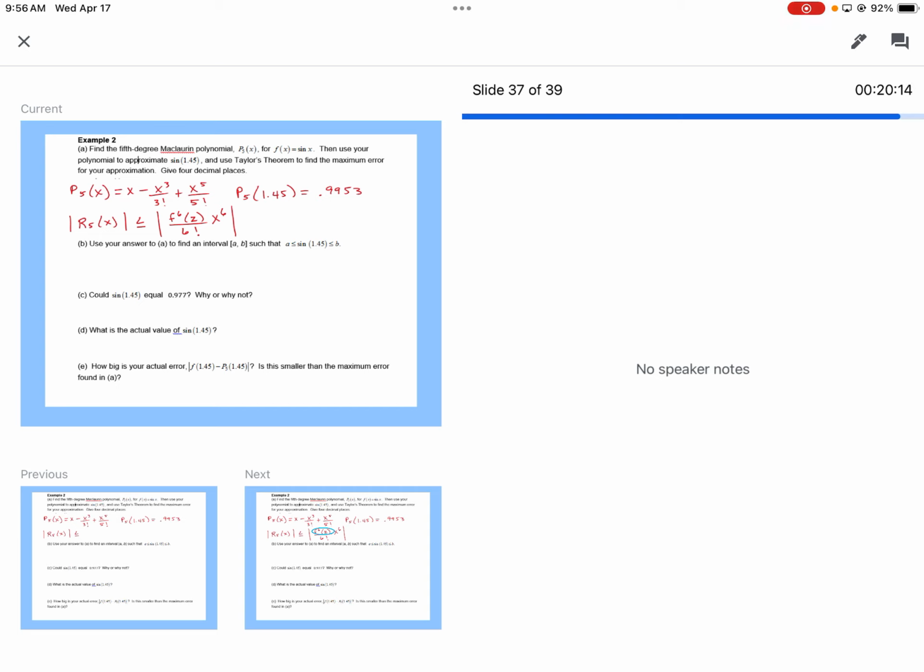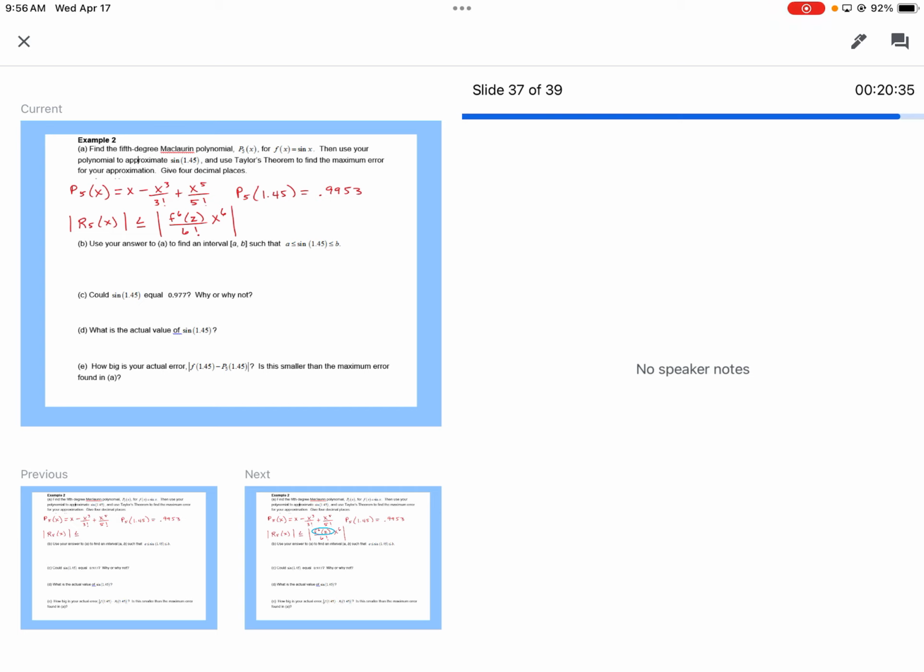Have they given that to me anywhere? No. You got to figure it out. Okay, so f of x is sine x. Let's think about sine x. The derivative is cosine, and then negative sine, and then negative cosine, and that's how your derivatives would go, yes?